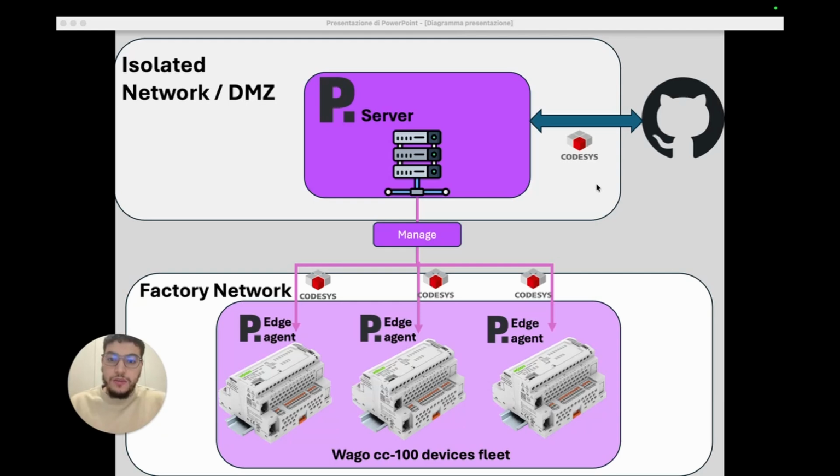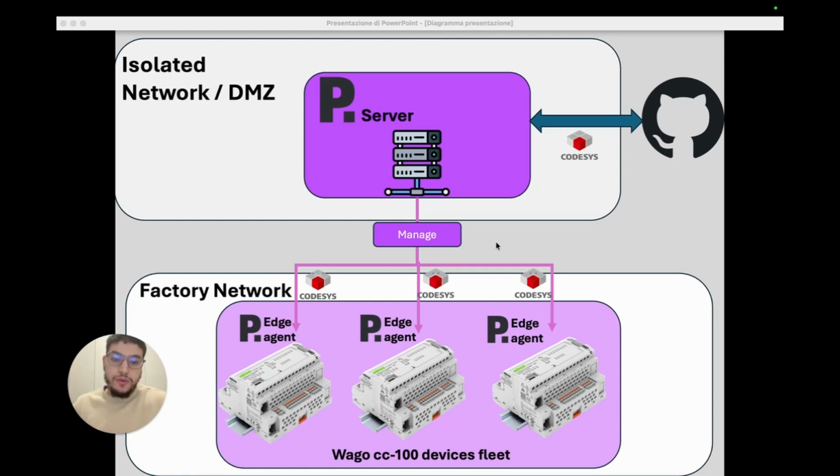Here in this diagram we can see the setup I'll be using today. We have a fleet of Wago CC100 Edge devices. Each device is running a lightweight Portainer Edge agent, and in the upper part we can see the Portainer server, which will be allowing me to manage deployments remotely and safely to the edge.